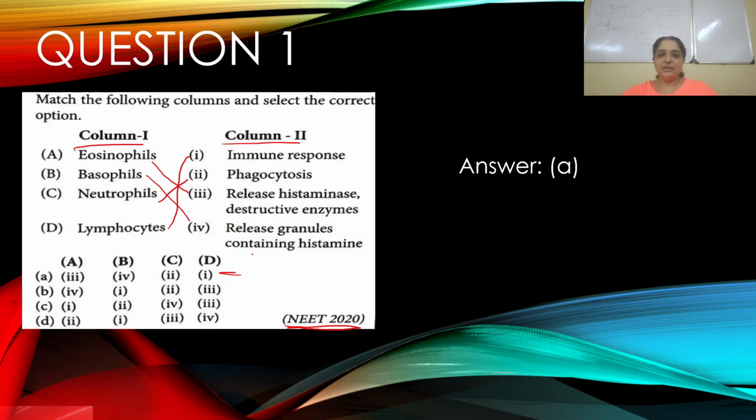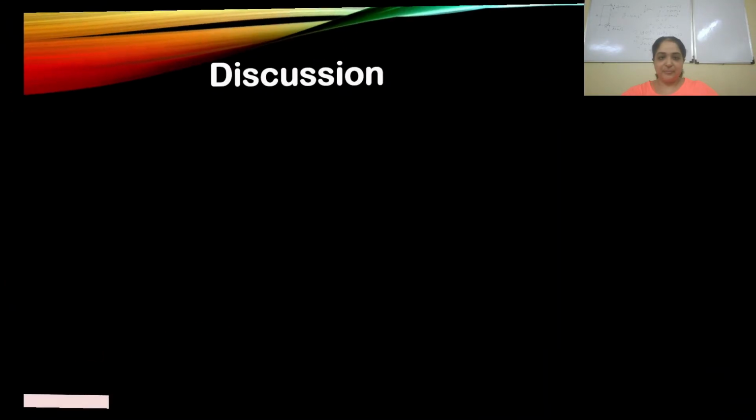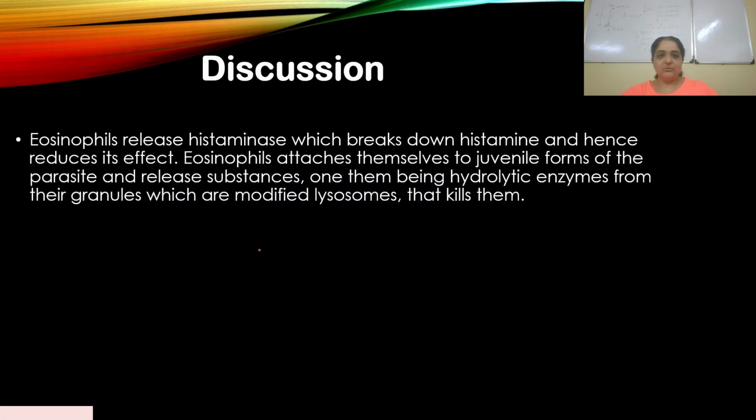So if you've written A, that means that is your correct answer, and we'll look at the explanation for this answer. As we have seen, eosinophils release histaminase. Histaminase is an enzyme which breaks down histamine. Histamine is released by mast cells and basophils also during an allergic reaction. So eosinophils release histaminase, which breaks down histamine, and so it reduces the effect of histamine.